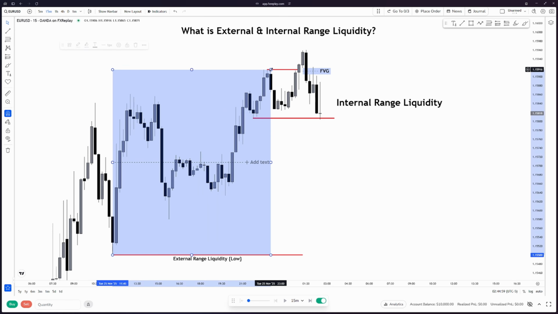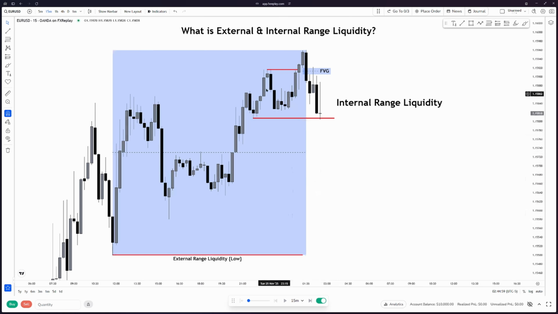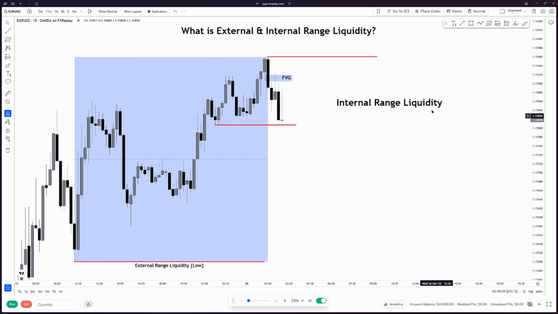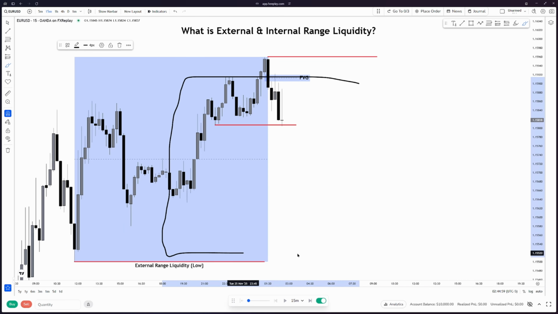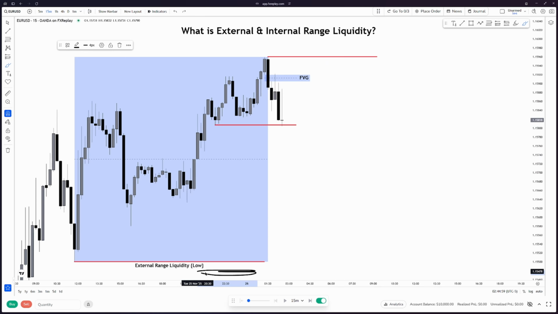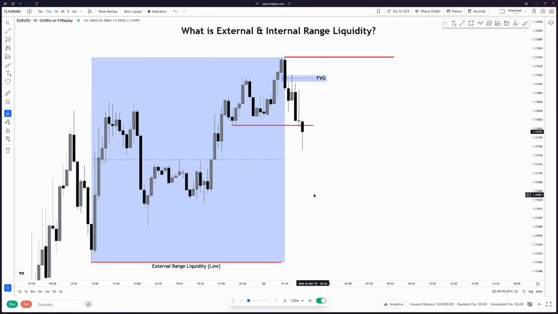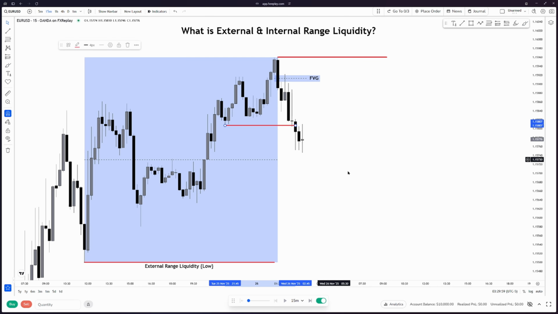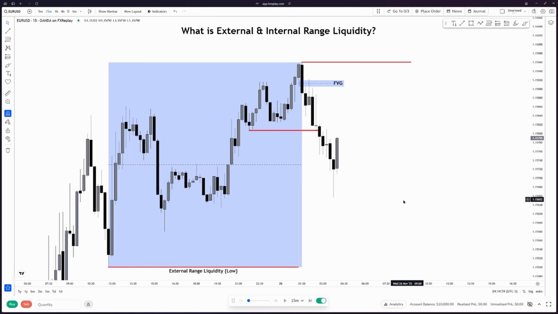Now notice we have a new high. What does it become? It becomes our new external buy-side liquidity, and all the structure inside this range becomes our internal liquidity. Our bias is still bearish, so we'll use this internal structure to target the external sell-side liquidity. Let's wait and look for price to give us another opportunity. Once it creates any internal structure, we will look for opportunities.